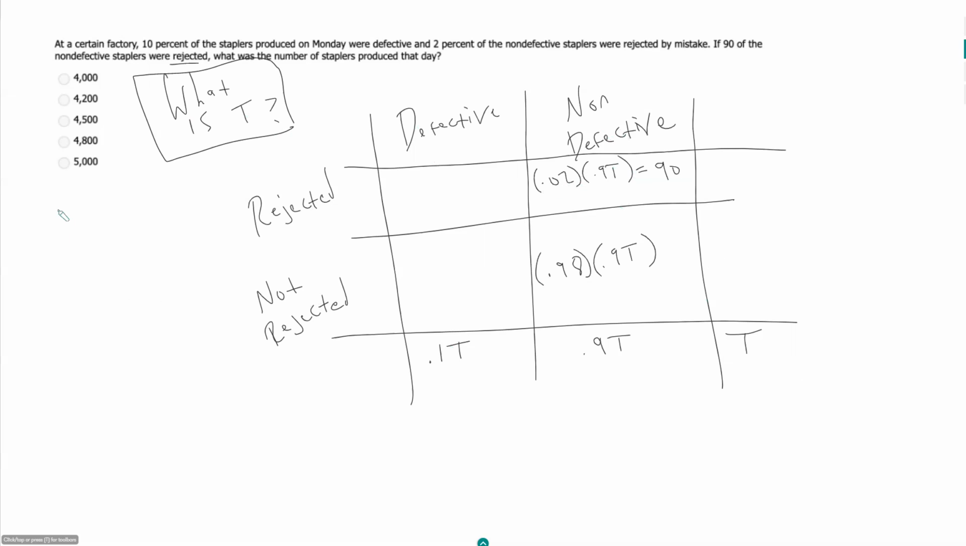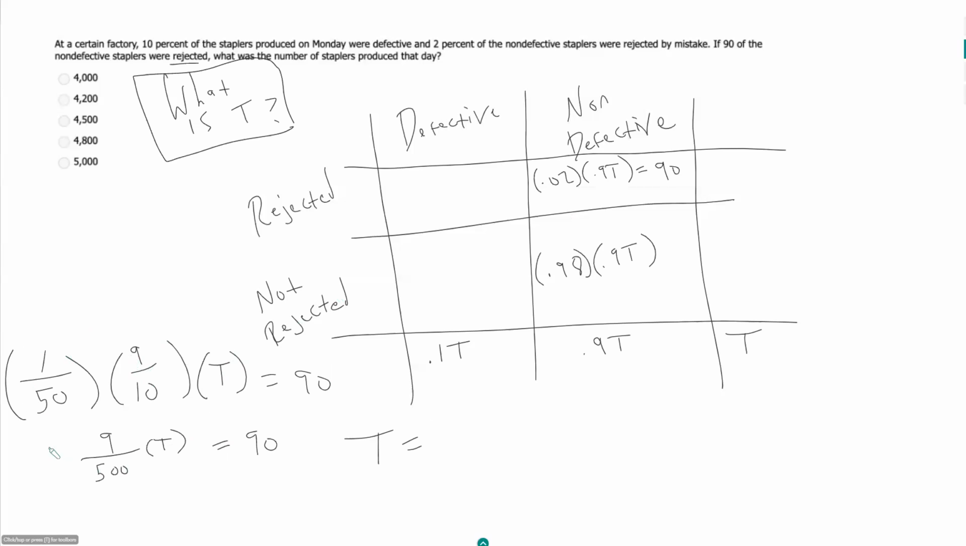So 0.02 is 2 over 100, which simplifies to 1 over 50. So I got 1 over 50 times 0.9, which is 9 out of 10, times T is equal to 90. So this becomes 9 over 500 times T is equal to 90. So T should be equal to, if I multiply each side by 500 over 9, T is equal to 90 times 500 over 9.